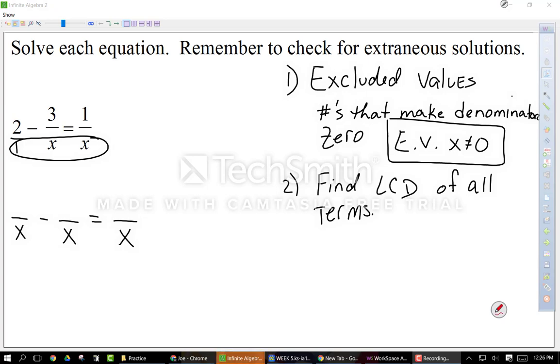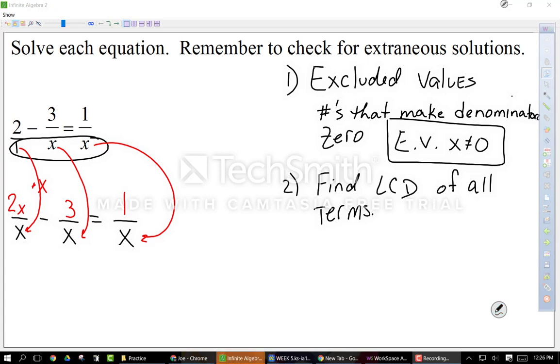Because this x and this x are the same, my numerator stays at a 1. This x and this x are the same, so that numerator stays at a 3. This 1 compared to that x is being multiplied by x, so I have to multiply 2 by x to get 2x. Just like we've done in the past, multiply the top and bottom by the same thing. You're not changing the value of that fraction. It's an equivalent fraction.